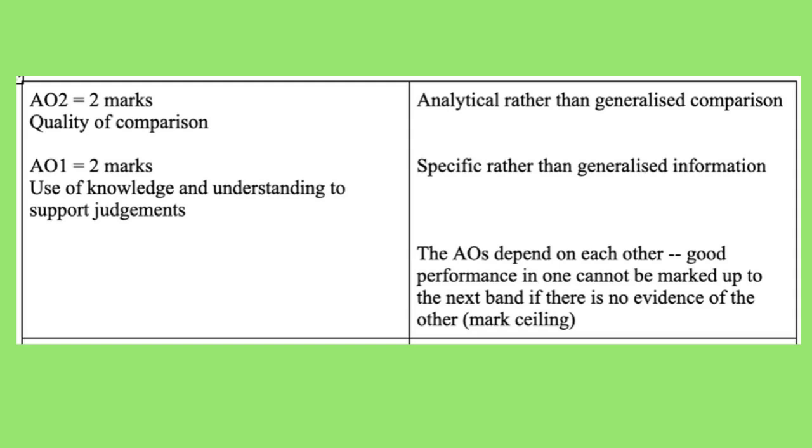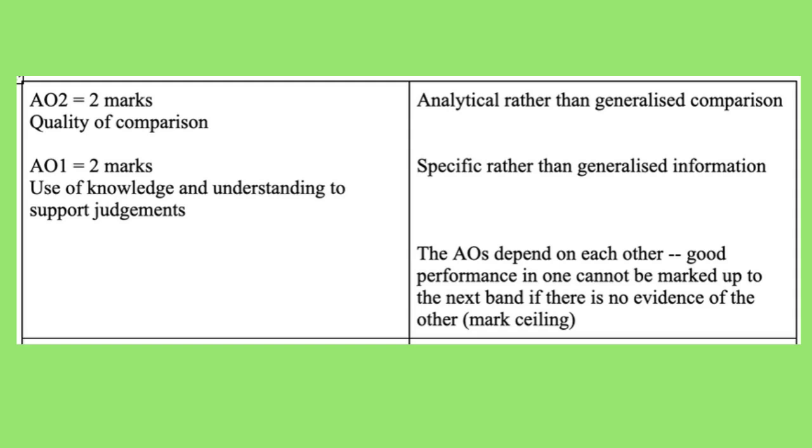The other 2 marks are for AO1, which is your use of knowledge and understanding to support your judgments. So this is where you bring in your own knowledge, your own contextual understanding to support those explanations. You want to show the examiner that you know your stuff, so you want to bring in some relevant evidence from your own knowledge to support those explanations and those judgments that you've made when you're trying to compare the 2 periods.